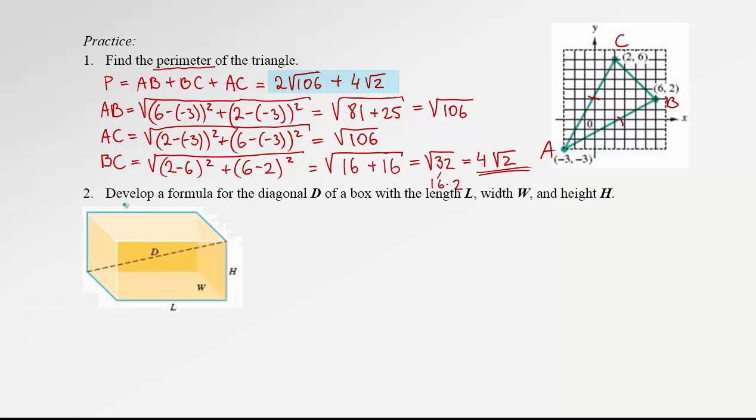One more example. This time we want to develop a formula for the diagonal D of a box. So here we have a box. The diagonal connects the most opposite vertices. So that's our diagonal D. And the box has given length L, width W, and height H. In terms of L, W, and H, we need to find the distance D. Okay, how can we do it? I wish you would stop this video and see if you can come up with some solution by yourself first. If you have any trouble, come back to the video and watch.